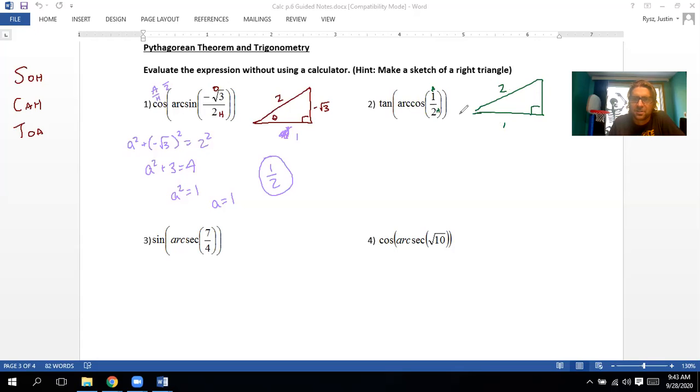Now tangent is opposite over adjacent, so it's going to be something over 1. Let's find this opposite side here, which we typically call b. So 1 squared plus b squared equals 2 squared, or 1 plus b squared equals 4. This might look a little familiar. B squared equals 3, so this opposite side is the square root of 3.